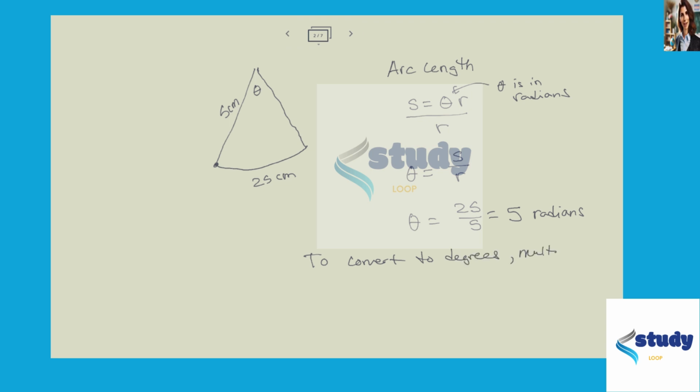multiply by 180 over pi. So let's take our angle times 180 over pi. It doesn't tell us how many decimals, so let's say 5 times 180 divided by pi is going to give us approximately 286.48 degrees.